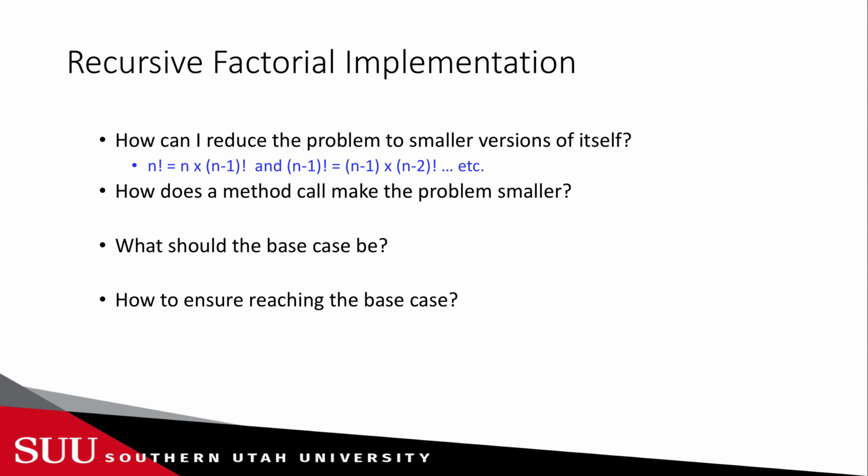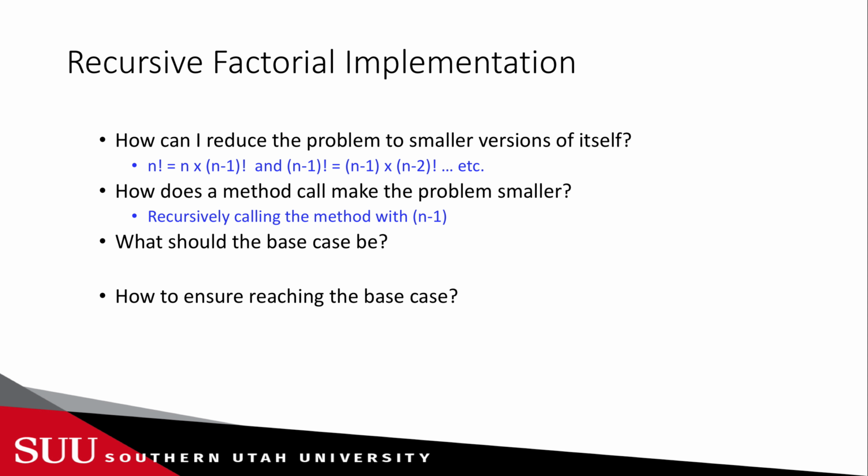Now, how does the method call make the problem smaller? Remember, we are going to call by n minus 1. Eventually, we are reaching 0, so we are dividing it into smaller problems each time. So n minus 1 factorial is less computation than n factorial. N minus 2 factorial is less computation than n minus 1 factorial, and so on.